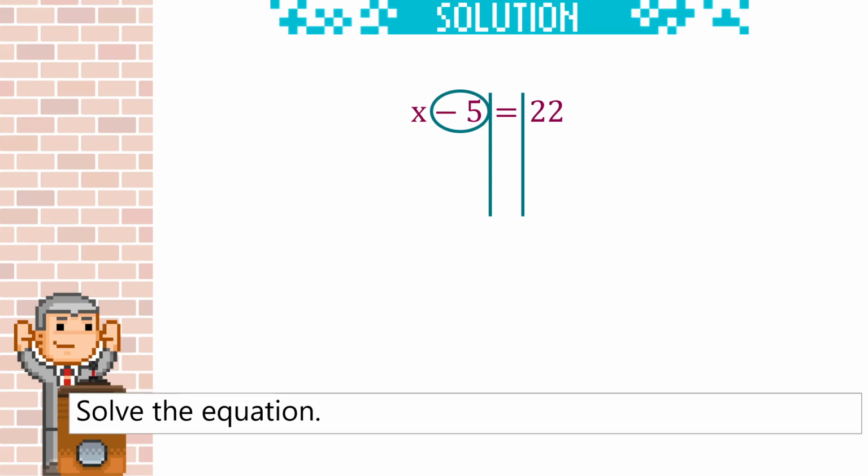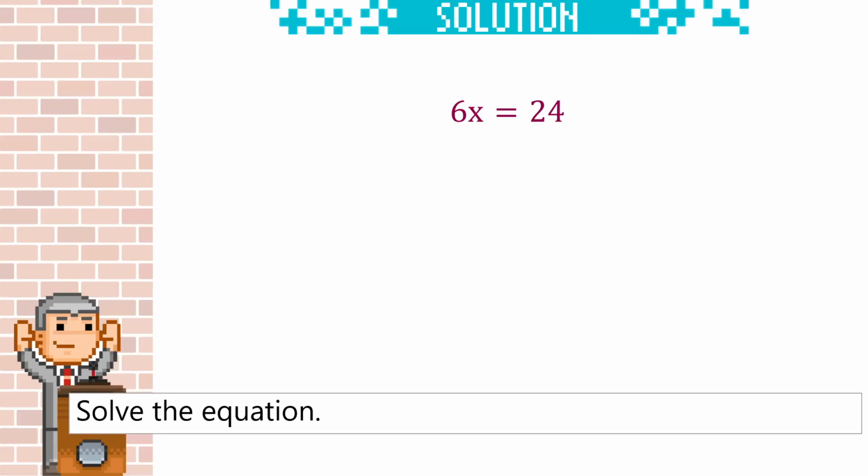Add 5, of course. Now, we don't only add 5 to the left-hand side, we need to add 5 to the right-hand side. Whatever you do to the left-hand side must happen to the right-hand side. This will get rid of the take away 5 on the left and leave just the x, which is great because that's the start of our solution. And on the right-hand side, we're doing 22 plus 5, which is 27. We've now got x equals a number, therefore we have solved.